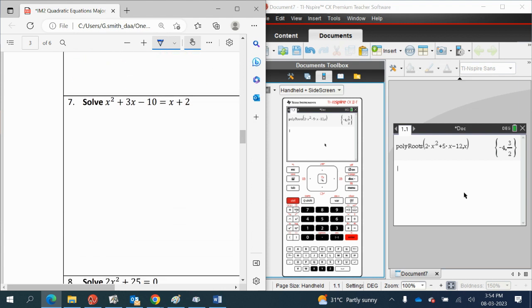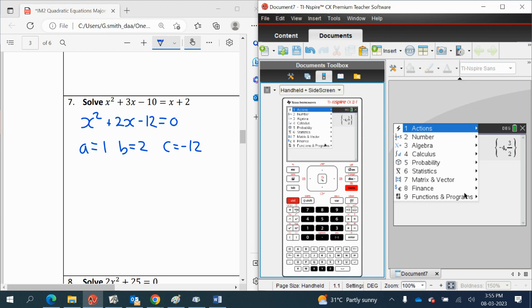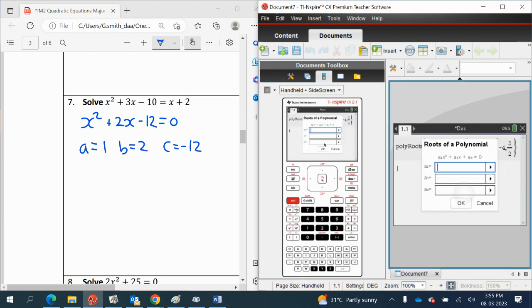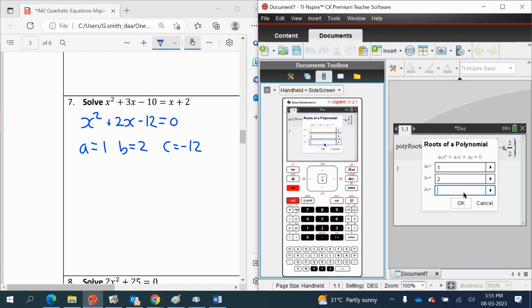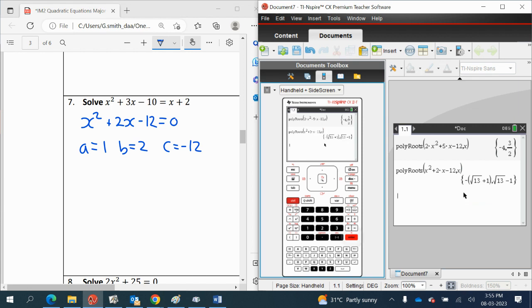Solve the equation, no method specified. I'm going to use the graphing calculator again, but first I have to rearrange into standard form, which is going to give me x squared plus 2x minus 12 is equal to 0. A is equal to 1, B is equal to 2, C is equal to negative 12. Use the quadratic formula on this one if you want. Menu 3, 3, 1. 1, tab, 2, tab, negative 12. Enter, enter, enter.